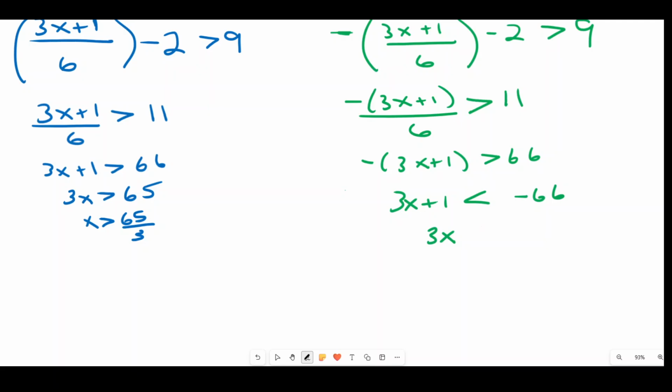So now I'm just going to continue solving. I'm going to subtract 1. So I get x is less than negative 67 over 3. So again, I want to make sure that I think about these two problems together and then write my answer in set notation.